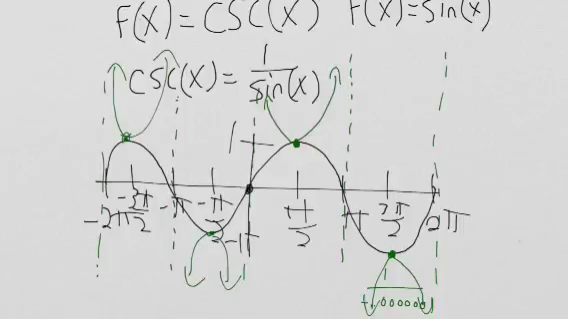So I hope that this is clear enough. You just have to think about how cosecant and sine are related. You should have a solid understanding of what the graph of sine looks like. And then knowing that cosecant is the reciprocal of sine, that should help you figure out how the graph of cosecant should look. And that's all I got for you.